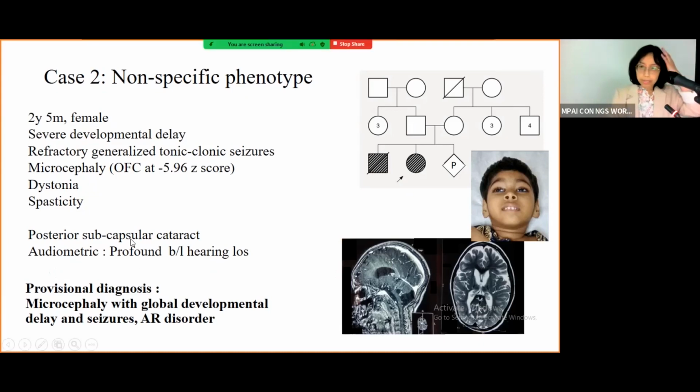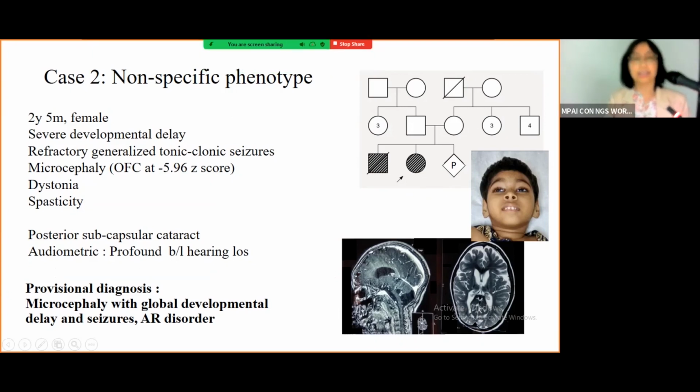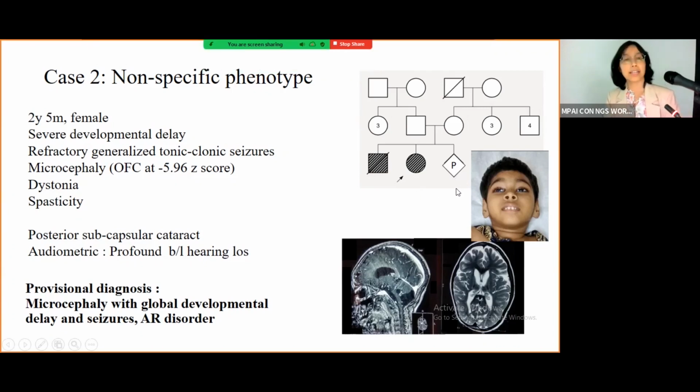So with this, we come to the next case here. Most of my cases will be neurodevelopmental disorders because that's my area of interest. So this is a family who came to us with this child who had severe developmental delay with refractory seizures and severe microcephaly. There was a history of a similarly affected sibling who died previously, and the mother was pregnant. So basically for this pregnancy, they wanted prenatal diagnosis and hence came to us.